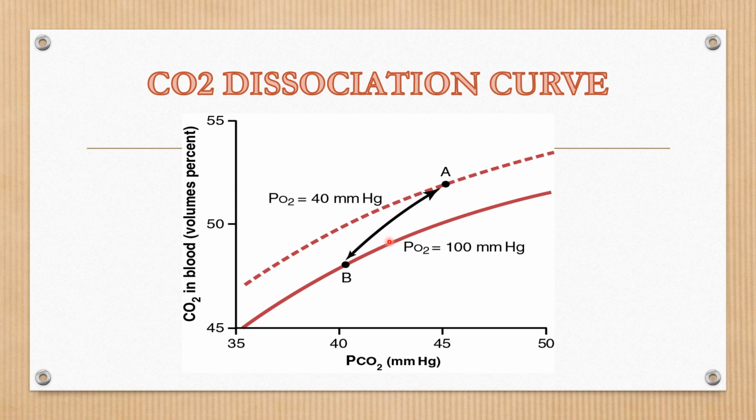And an increase in body temperature causes release of CO2 from the blood, which shifts the curve to the left. So that's all. We have seen the curve and the three factors: oxygen, 2,3-DPG, and increase in body temperature, and how these factors affect the curve. And next we will see.